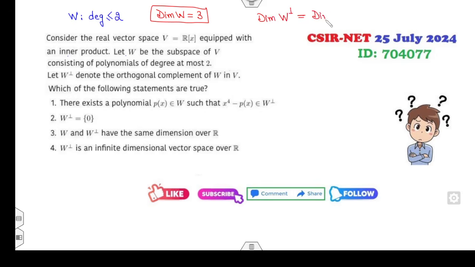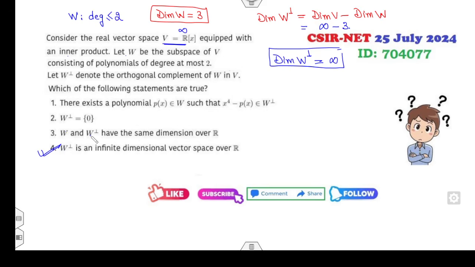देखिए जब भी orthogonal complement है आपको dimension से चलिए हमेशा. Fine. What is the dimension of V? Dimension of V is infinity. It is 3 for W. So therefore the dimension of the orthogonal complement is infinite. So ये fourth option तो आपका correct हो गया.